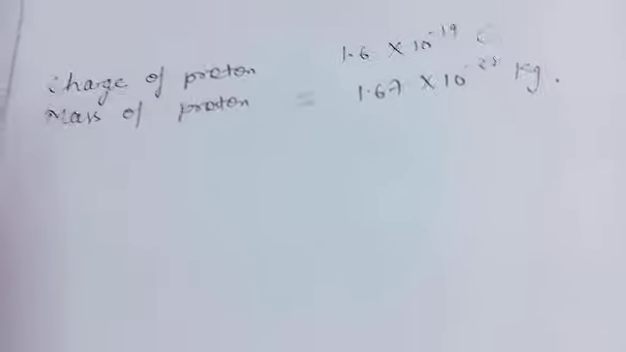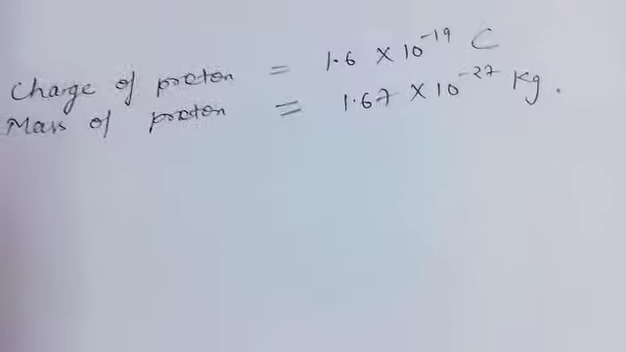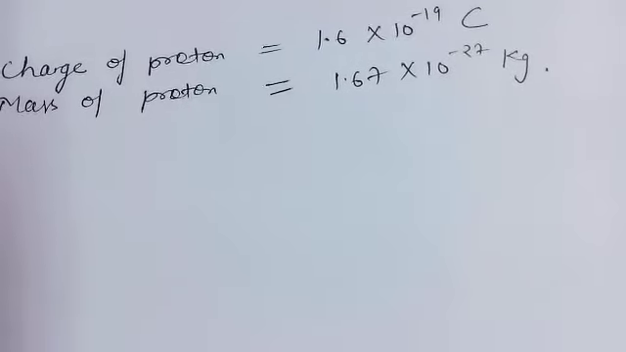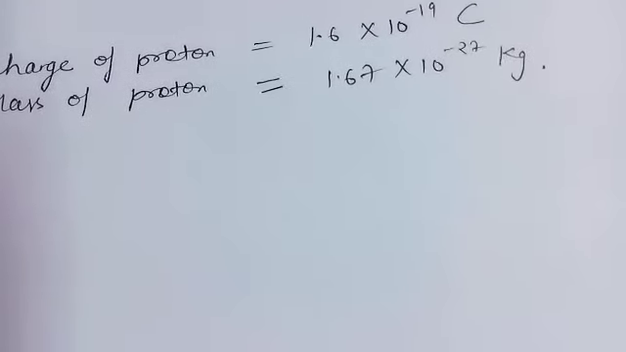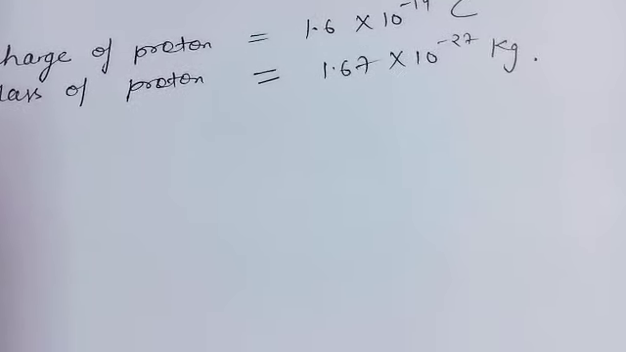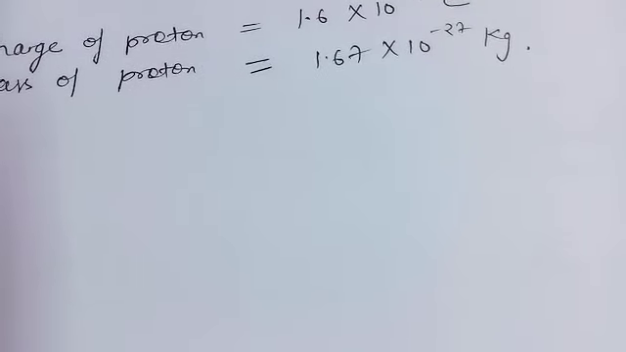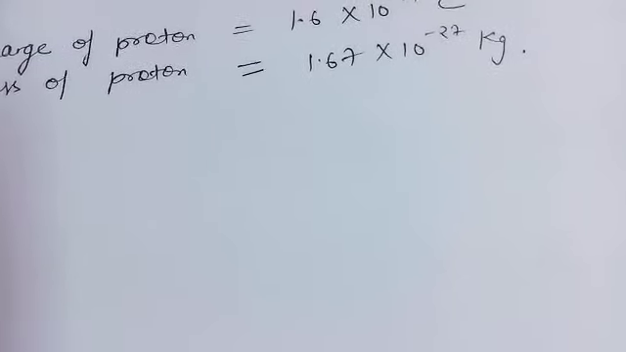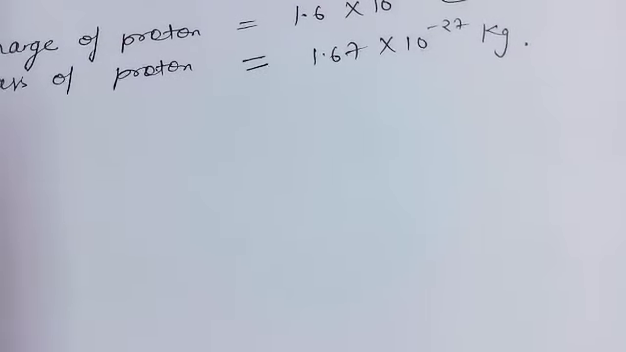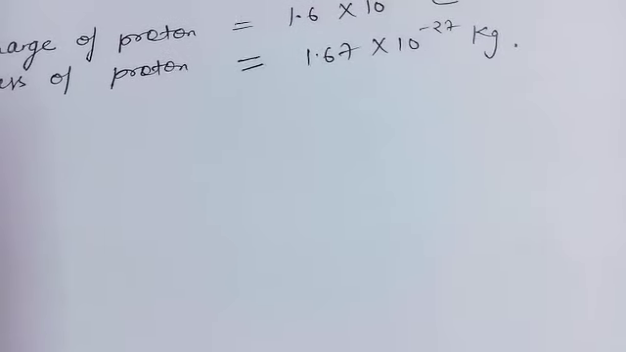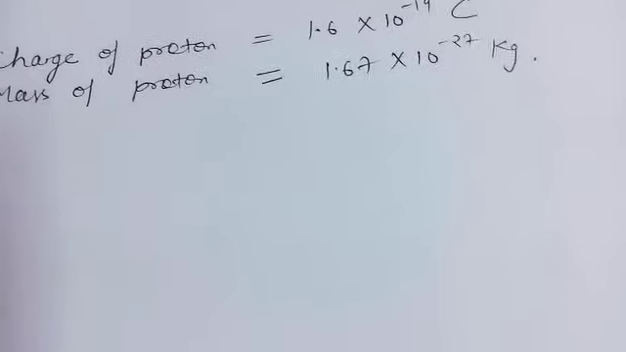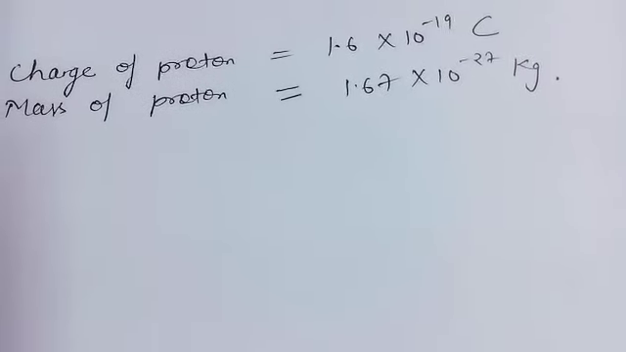So how to define a proton? Simple. A proton is a subatomic particle which carries one unit positive charge, that is 1.6 × 10^-19 coulomb, and has mass equal to that of an atom of hydrogen. That is the simple definition of a proton.